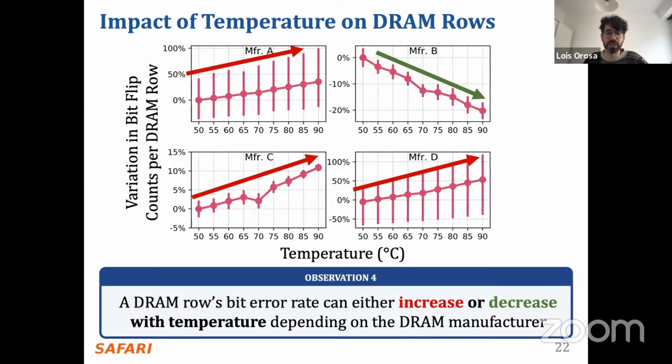Our main observation from this figure is that the DRAM row's bit error rate can either increase or decrease with temperature depending on the DRAM manufacturer.